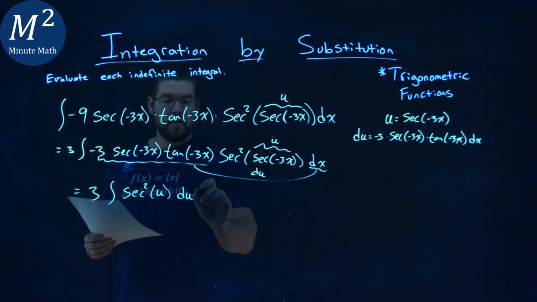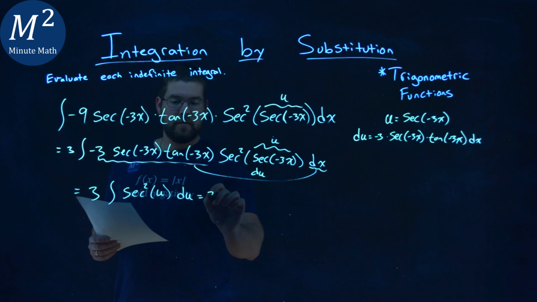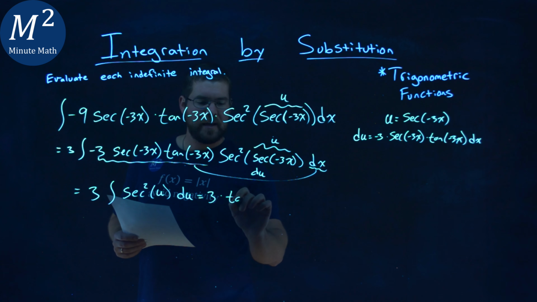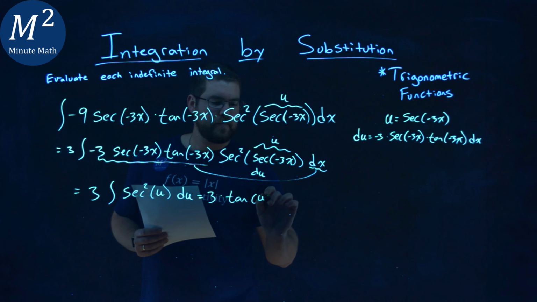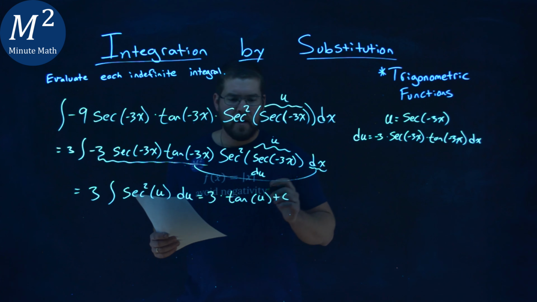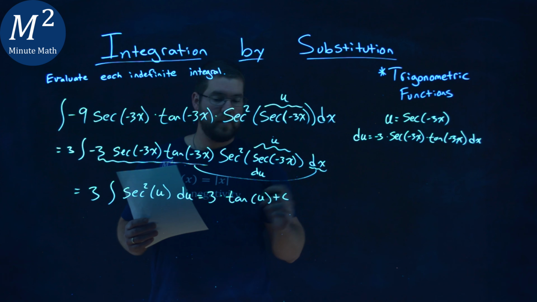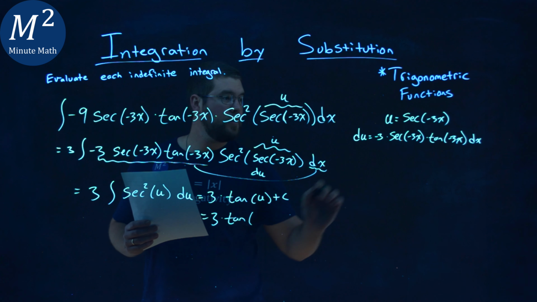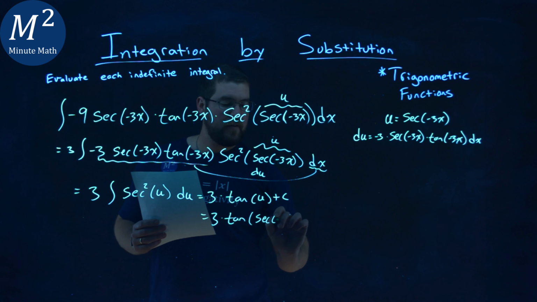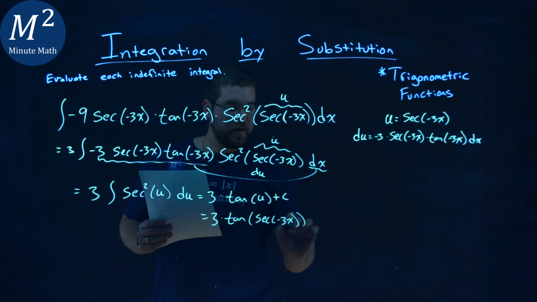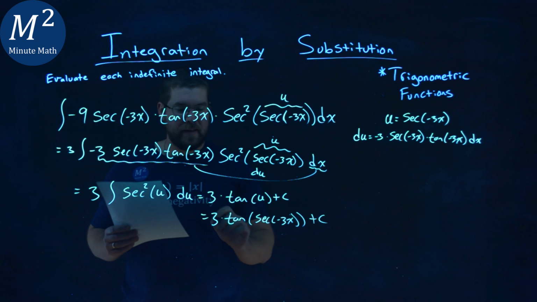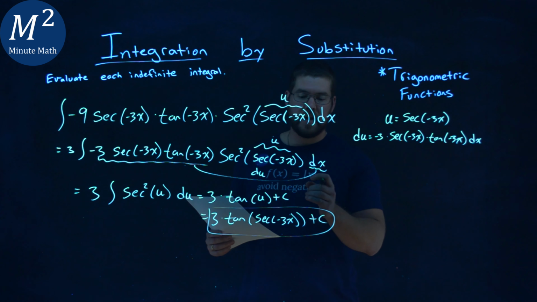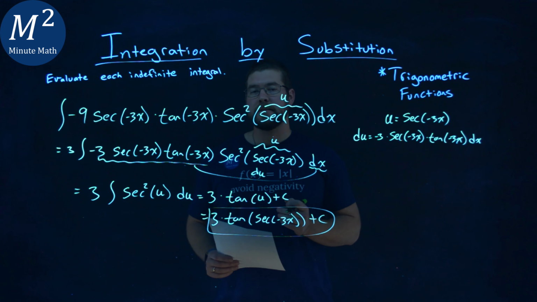So we have 3 times the integral of secant squared of u. If you know our definition, that's just the tangent of u plus c. And then from there, we just have to substitute u in. So we have 3 times the tangent, and instead of u, let's put that secant of negative 3x in there for u, plus c, and there we have our final answer. 3 times the tangent of the secant of negative 3x, all plus c.